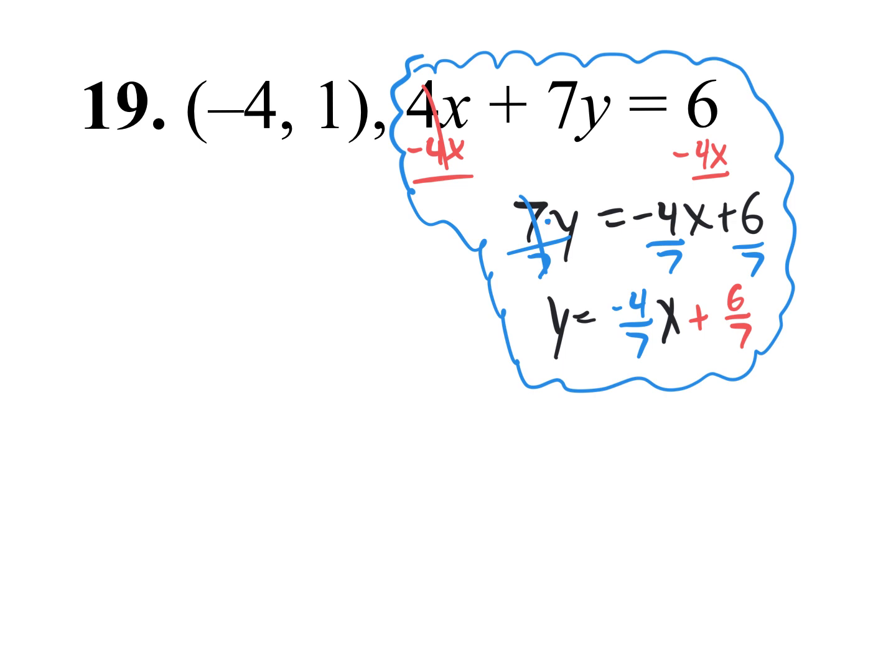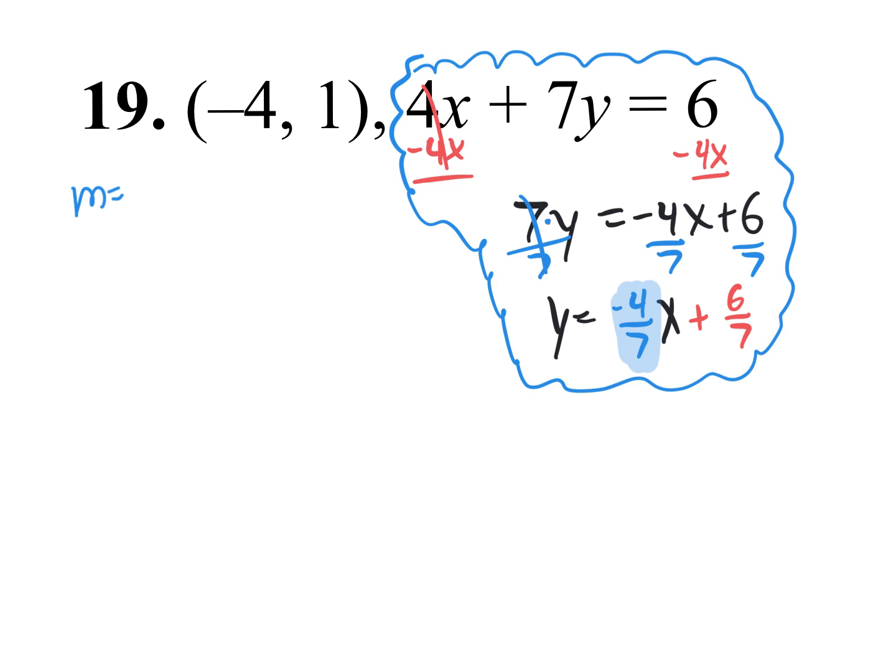Why did I do that? So I could identify the m value. The m value of the equation that they gave us is -4/7. Knowing that my line is perpendicular to that line, I know that my slope is going to be what? If it's perpendicular.